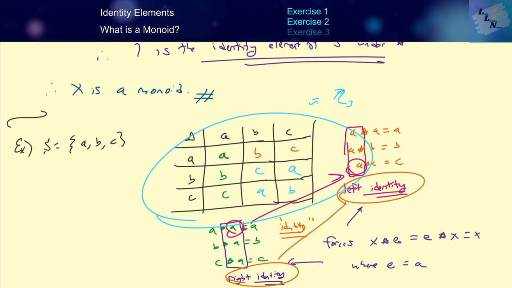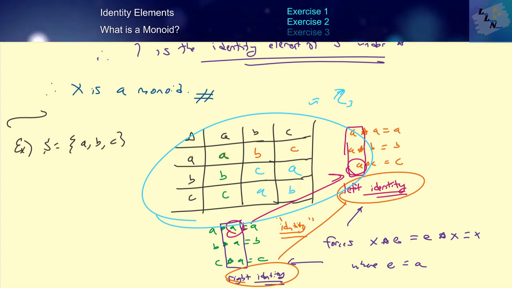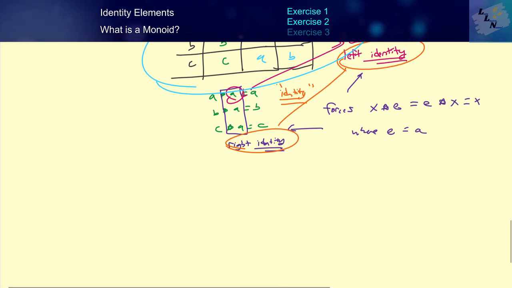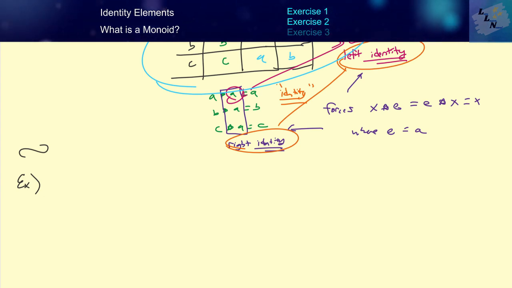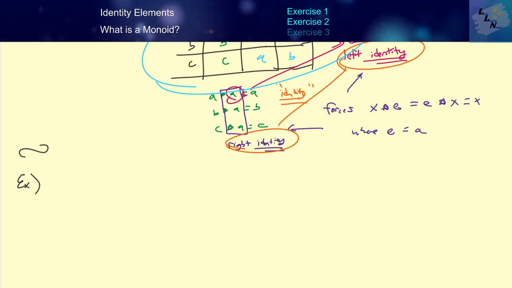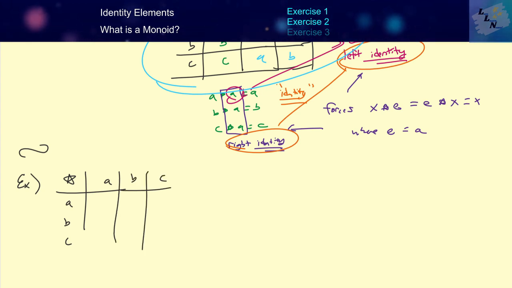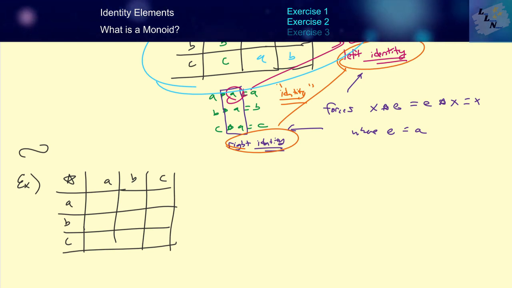But that pretty much creates a table that has a unique identity element. So let's try and build a set that actually might have two different identity elements. All right, so let's consider another element. Let's call it star. I like star. So let's do A, B, and C. A, B, and C. So it's the same exact elements, just a different operation.